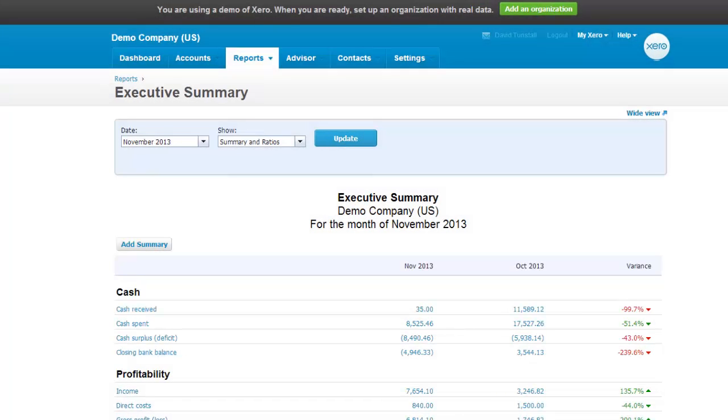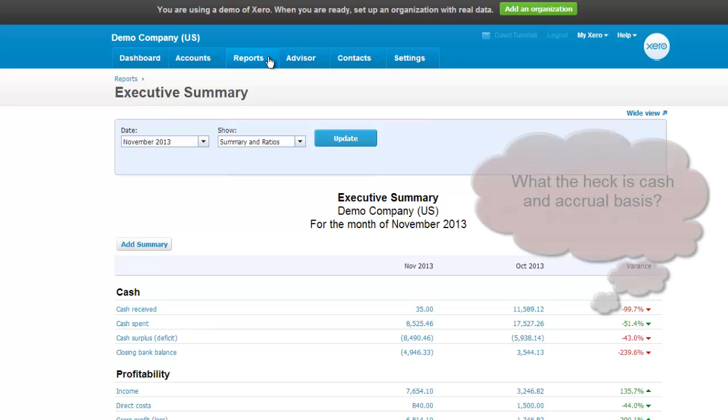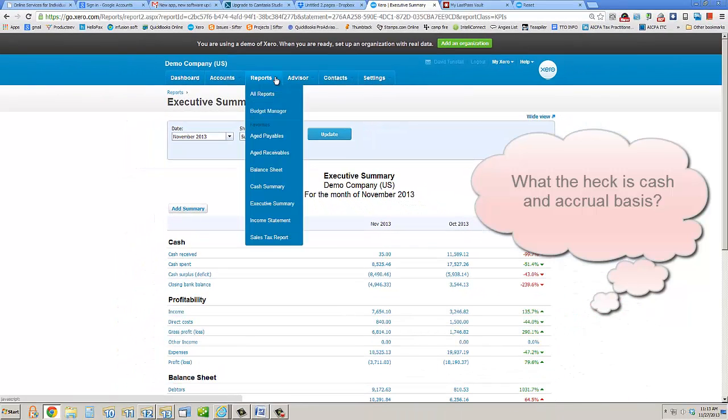Hey, wanted to just show you the executive summary in Xero. I'm in the demo company. Basically, the executive summary is a good framework for understanding and seeing what happened from a cash basis and an accrual basis. If you don't know what those are, you can look those up.